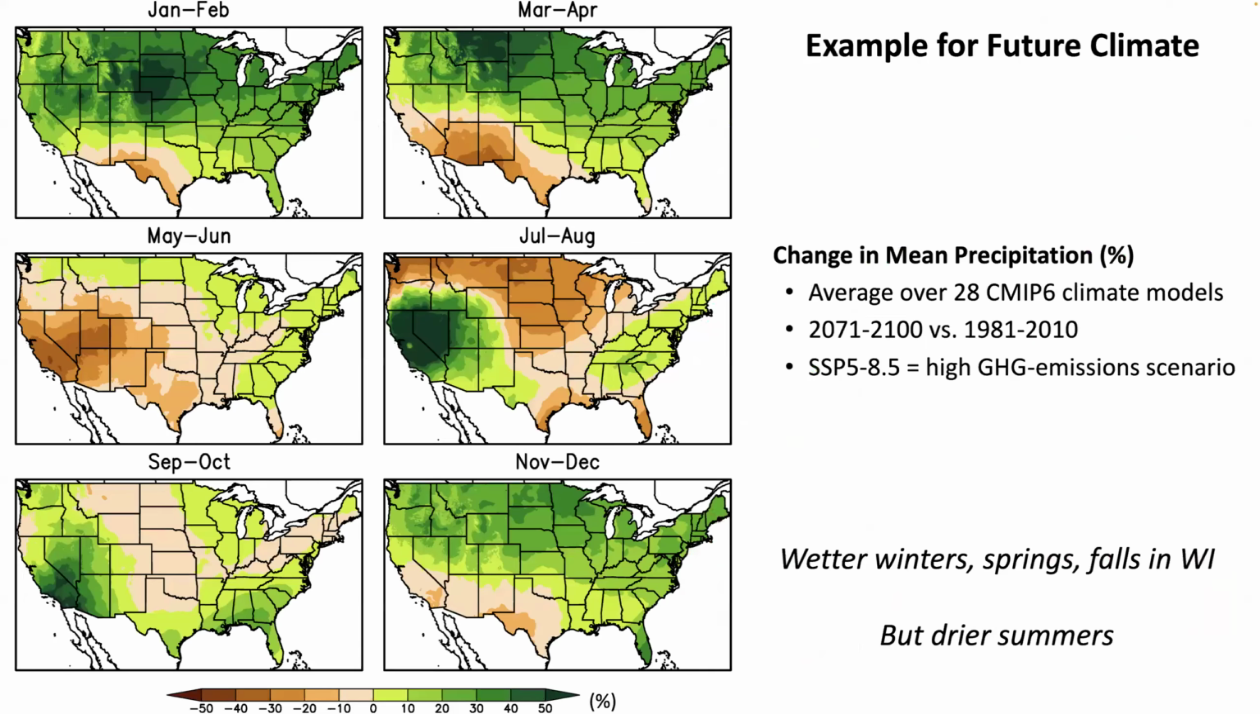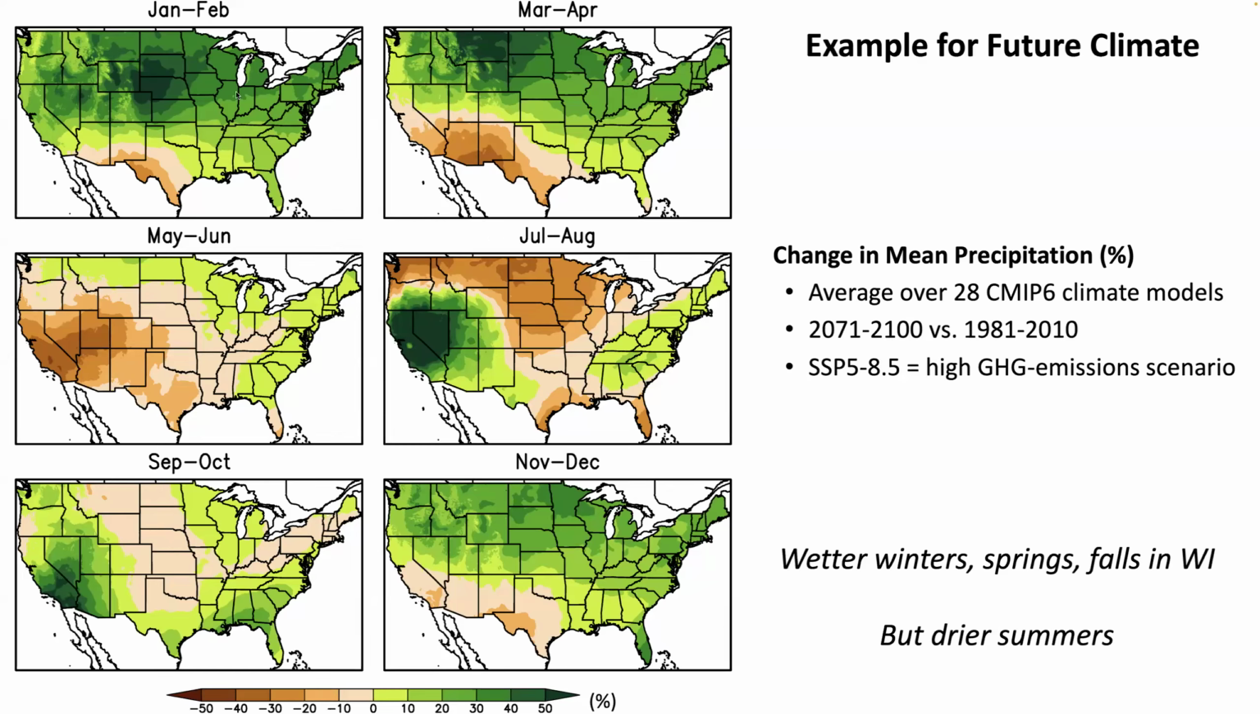And then my final slide before I hand it over to Michael is showing the new results for the future climate. This is something we all care about in the WICCI community. How is our rainfall, extreme rainfall, likely to change in the coming decades? And for this, I show from Dave's recent seminar the change in mean precipitation over the 28 CMIP6 climate models he downscaled for the late century. This is the 2070s to 2100 versus the reference period from 1981 to 2010. And this is for a high greenhouse gas emissions scenario.